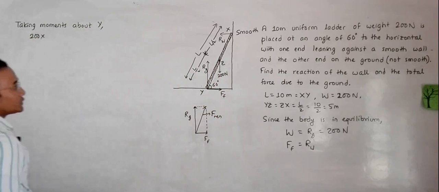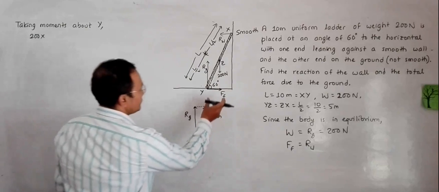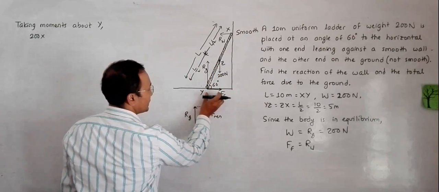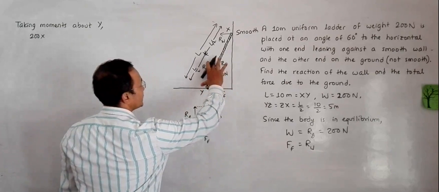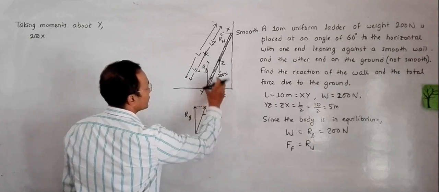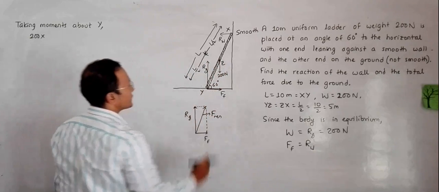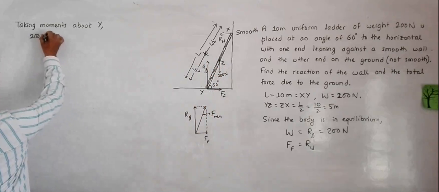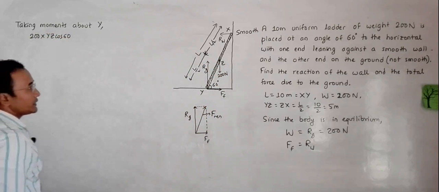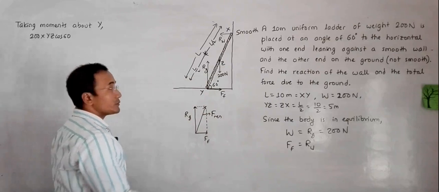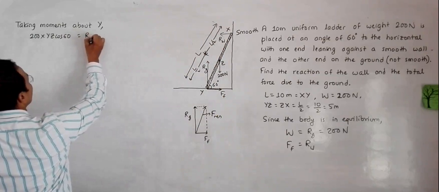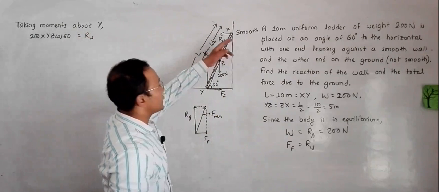So it's equal to 200 into this distance, from here to here, and this distance will be equal to this into cos of 60. So it will be equal to yz cos of 60. This will be clockwise torque, clockwise moment. And about Rw, this thing will be moving this anti-clockwise.